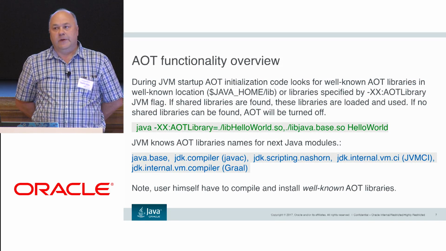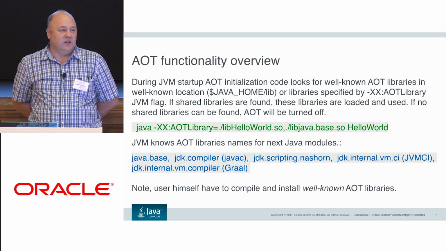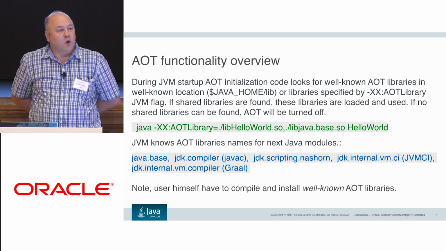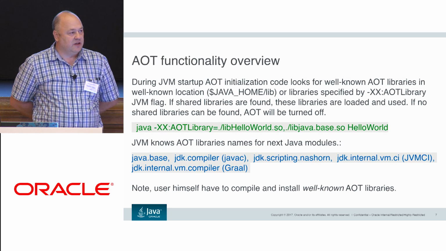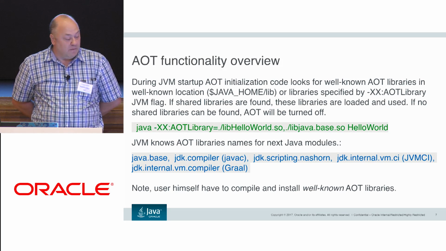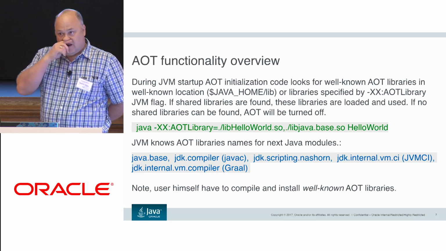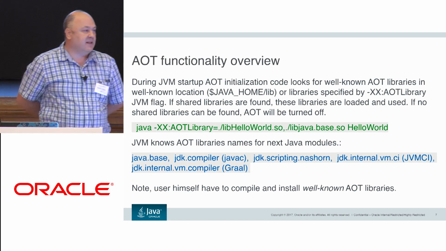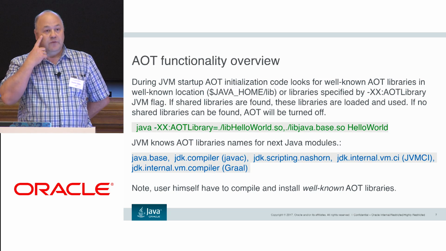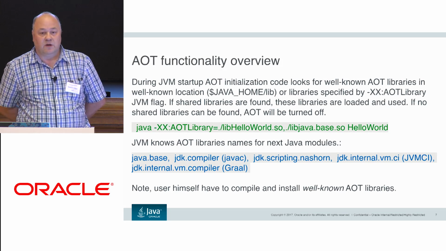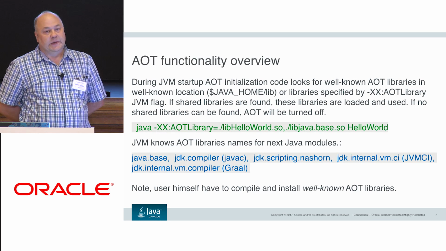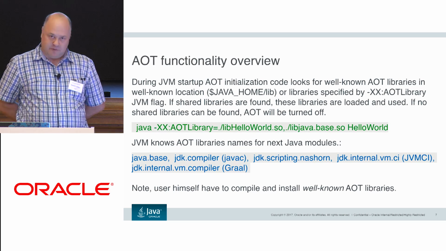There are two ways to load an AOT library. One is to specify it using the AOT library flag. The other is that AOT is aware of well-known libraries installed in the Java installation lib directory. It looks for particular names which contain the following module names. Currently, users themselves have to compile, create, and install this library. AOT first looks for the well-known library in the Java installation directory, and only then at the library specified by the flag. So if you want to test a new AOT library with the same classes as an installed one, you have to remove the installed one first.